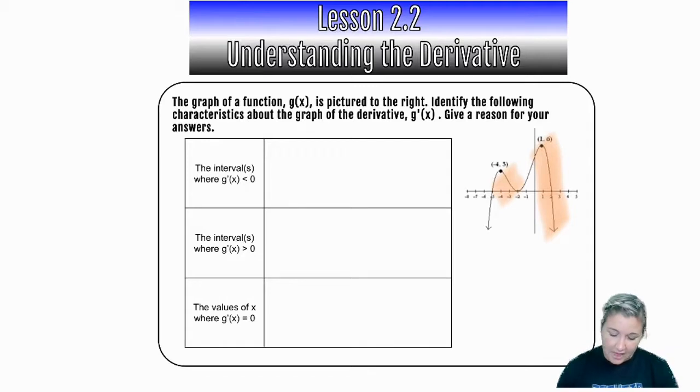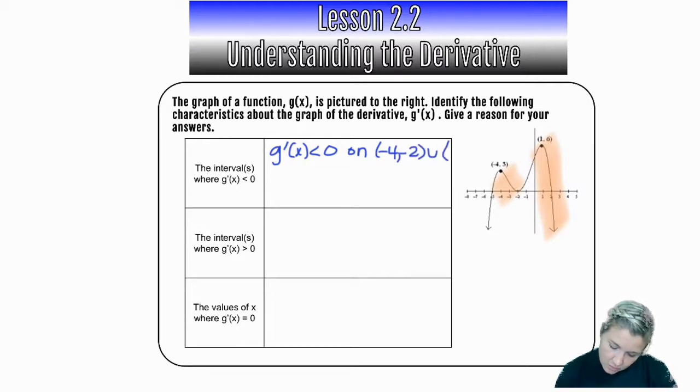So that means that our derivative is going to be less than 0 for these values. So g prime of x is going to be less than 0 over, let's see, this goes from -4 to -2, unioned with 1 to infinity, okay, because the graph is decreasing.